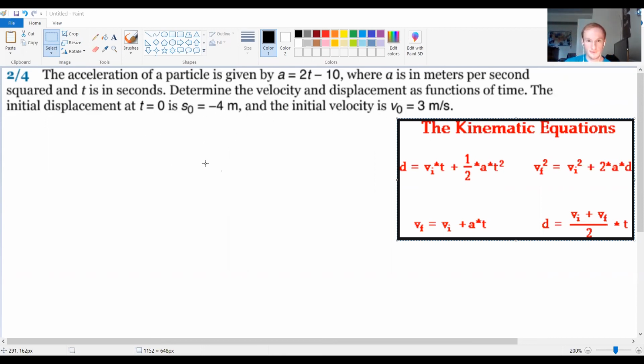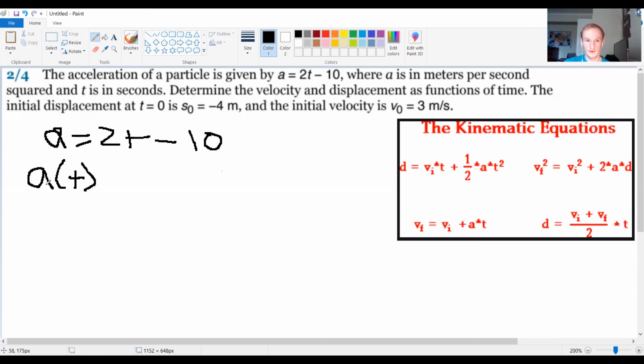So for this one, all we're going to do is start out by writing down the basic equation that they give us, which is a equals 2t minus 10. And they ask for the velocity and displacement as functions of time. So a can also be written as a of t. So a is a function of time, and if you remember from our kinematics, the relationships between the three different functions of time, we have these.